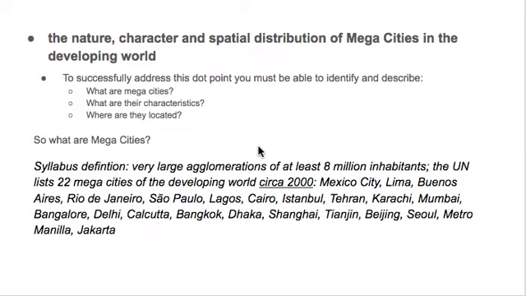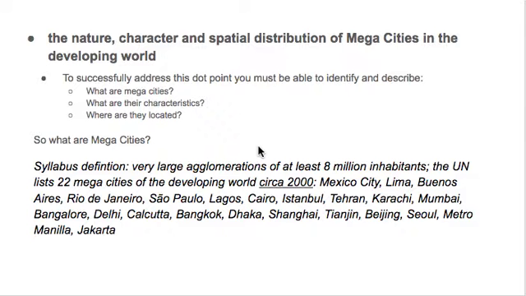Righto, so let's look at the nature, character and spatial distribution of megacities in the developing world. And it's those last two words which are key. So when we look at megacities, the main difference between a megacity and a world city is that a megacity's criteria is simply its population. Does it have more than 10 million people? So 10 million people and 8 million people, you might hear these two figures quite often.